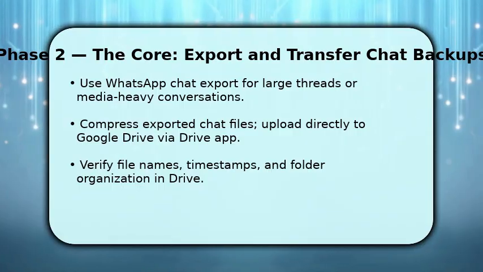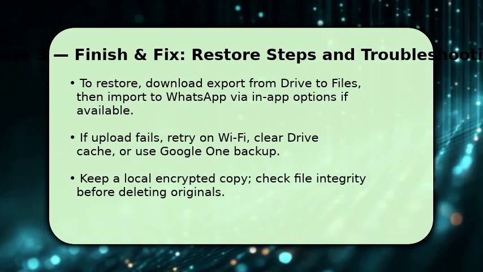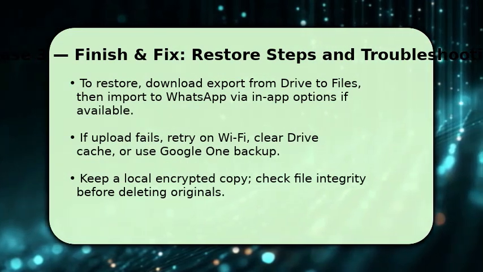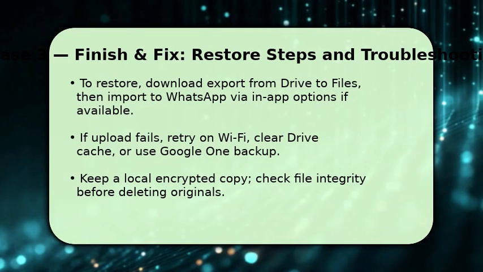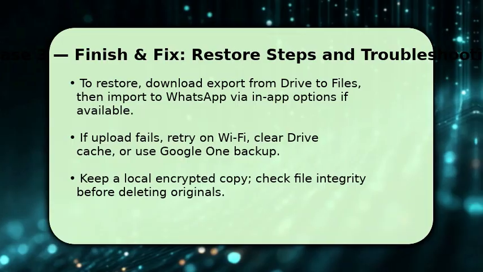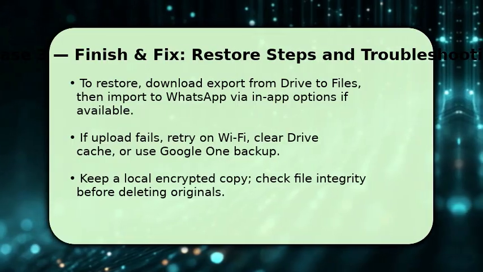To restore, download the exported file from Google Drive into Files on the iPhone and use WhatsApp's import or manual restore options where supported. If not supported, use the file as a readable archive.